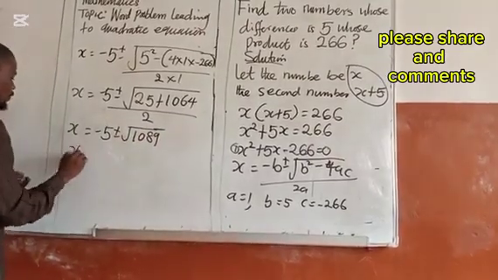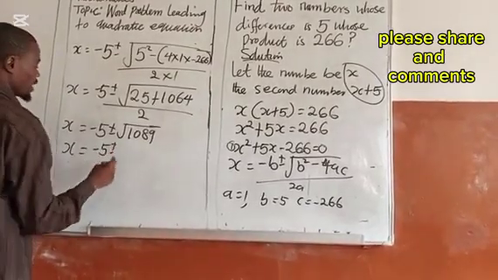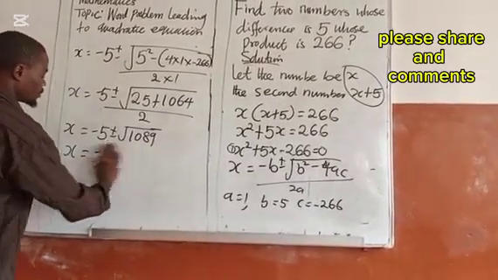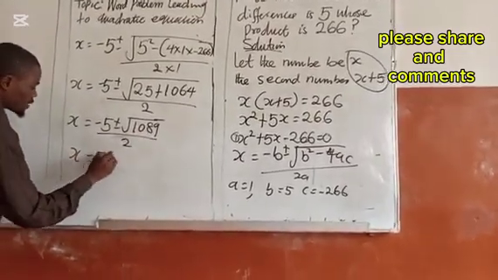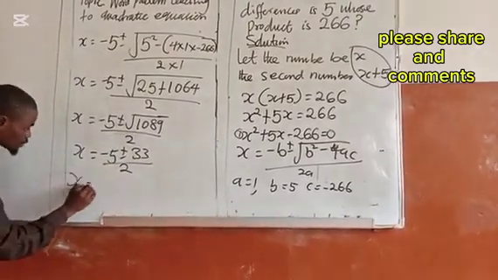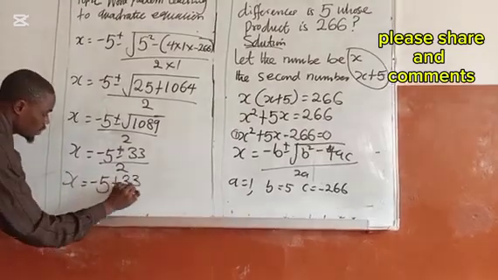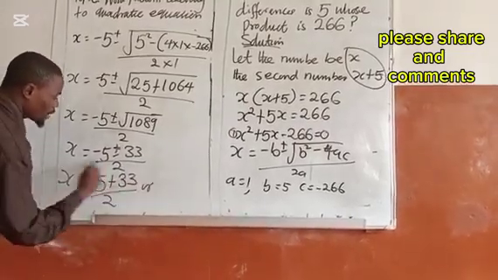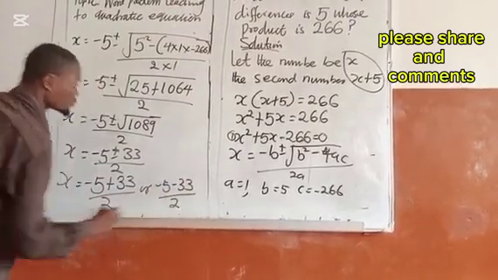1089. So if you do this, minus 5 positive, negative, the square root of 1089 is 33, all over 2. We have x equals minus 5 positive, negative, 33 all over 2. We now have x equals minus 5 plus 33 all over 2, we pick the first sign here, or minus 5 minus 33 all over 2.